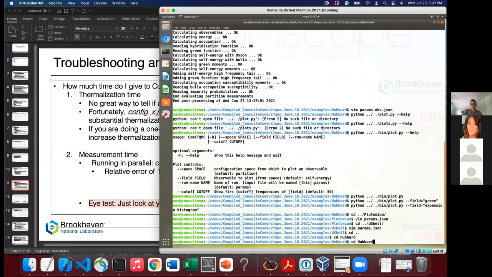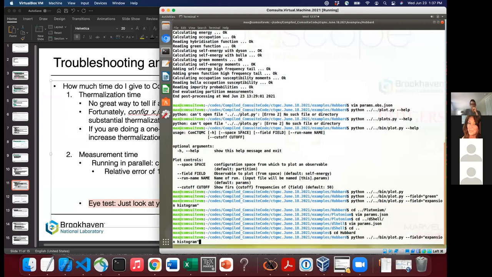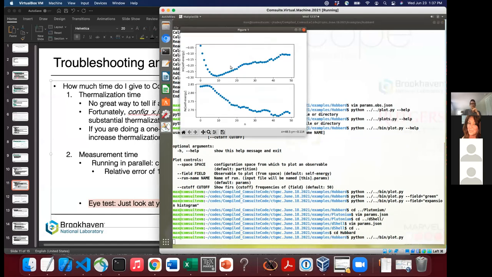So if I look at this plot of the self energy, there's a lot of wobbliness. It's not terrible. I would say this is probably fine to continue. I would guess if you look at this error, it's not more than 20%.